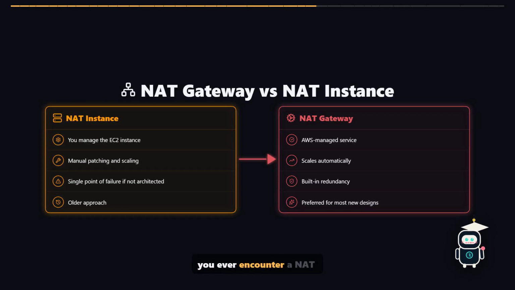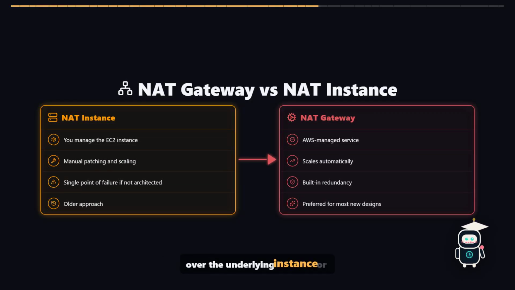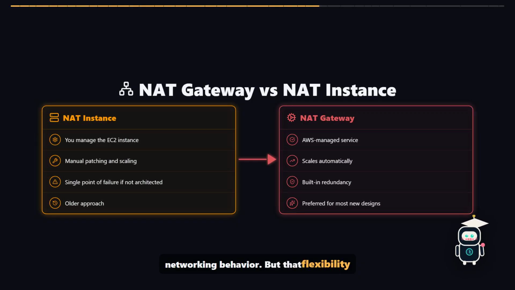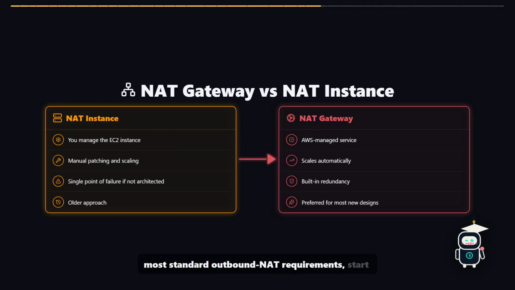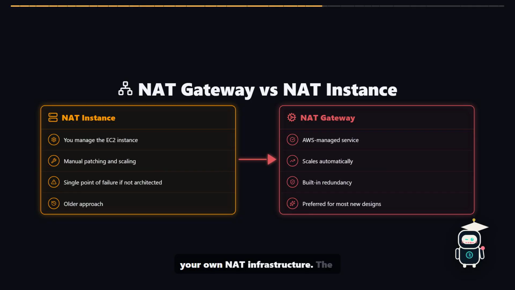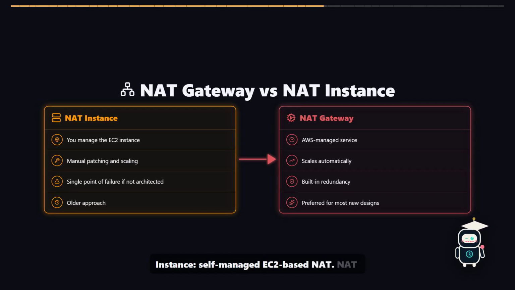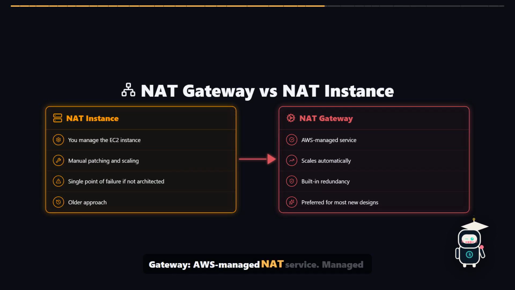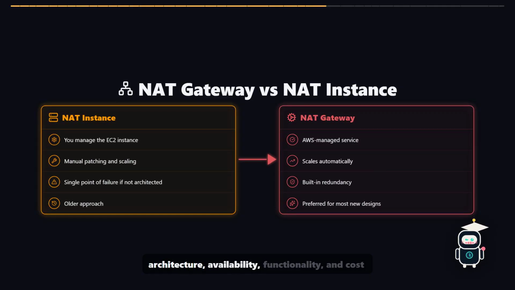So why would you ever encounter a NAT instance? Legacy environments may still use them, and some specialized architectures may need greater control over the underlying instance or networking behavior. But that flexibility comes with operational responsibility. For most standard outbound NAT requirements, start by evaluating the managed NAT gateway options rather than building your own NAT infrastructure. The interview-level distinction is simple. NAT instance, self-managed EC2-based NAT. NAT gateway, AWS-managed NAT service. Managed services usually reduce operational work, but architecture, availability, functionality, and cost still determine the right choice.